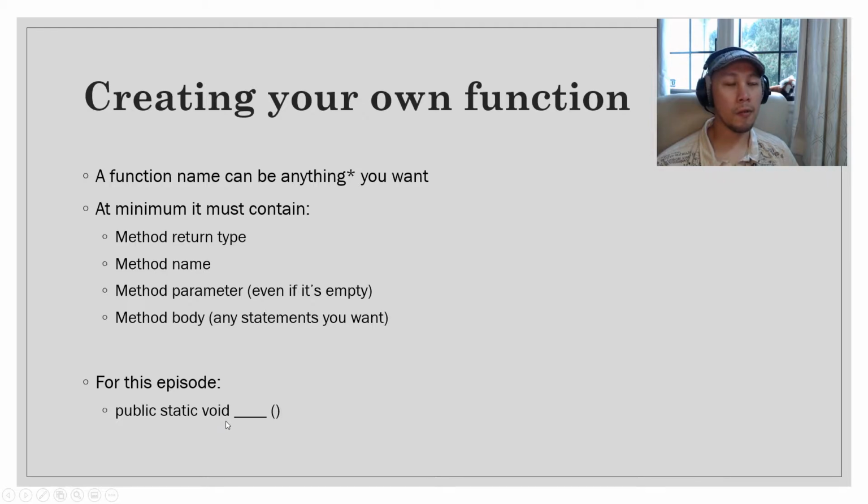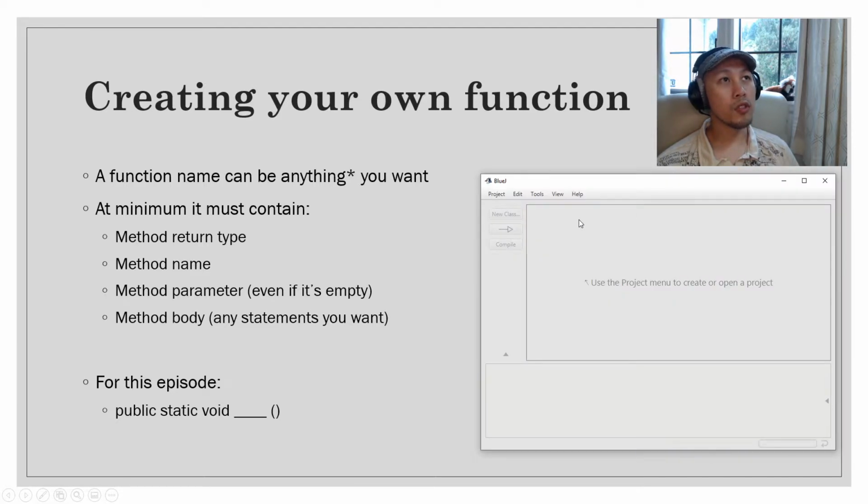And for this episode in particular, I'm going to assume that you're beginning every single method with public static void. Okay. Now, in the future, we're going to explore a lot more in terms of different return types, in terms of static versus non-static. I'm going to give you a little bit of preview of that today. So let's go to BlueJ.